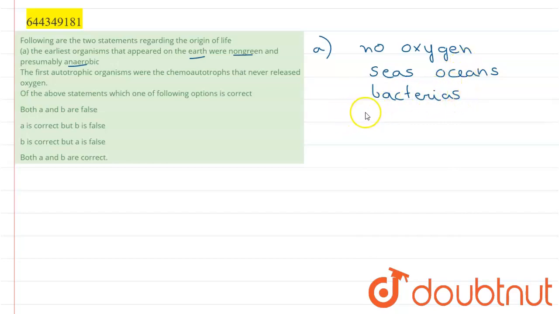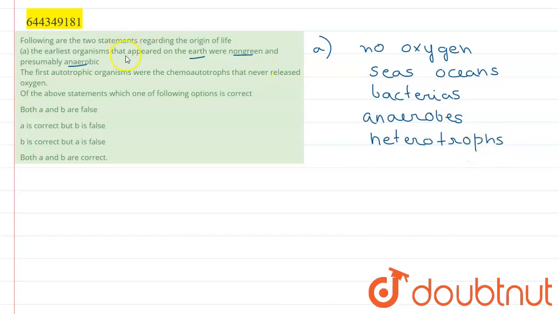Why anaerobes? Because there was no oxygen in the atmosphere, they could not use oxygen to breathe, so they are anaerobes. And they are heterotrophic, meaning that they couldn't produce their own food and they depended on the seas and oceans for supply of nutrition. So they were heterotrophs and anaerobes, together known as heterotrophic anaerobes.